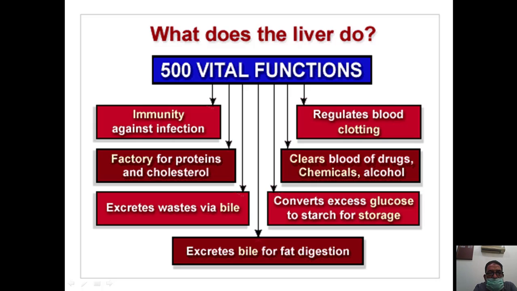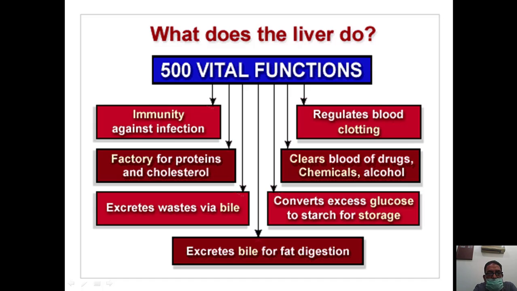Fatty acid and protein synthesis and cholesterol are important functions, because all the plasma proteins and steroid hormones, as well as cholesterol, which is the precursor of steroid hormones, are produced within the liver. Clearing blood of drugs, chemicals, alcohol: detoxification is an important function, because almost all the drugs coming into the body are detoxified within the liver. Excrete waste via bile. So bile is the end product, that is the exocrine part of the liver.